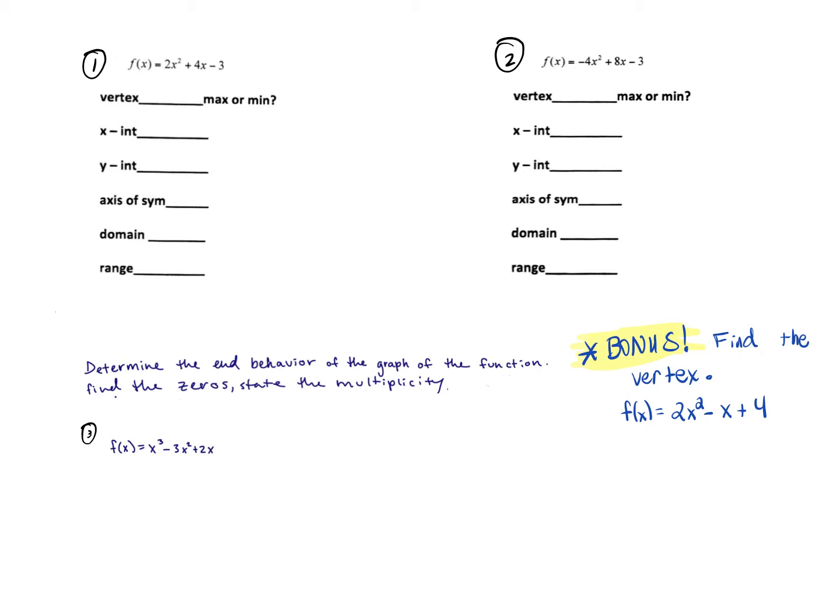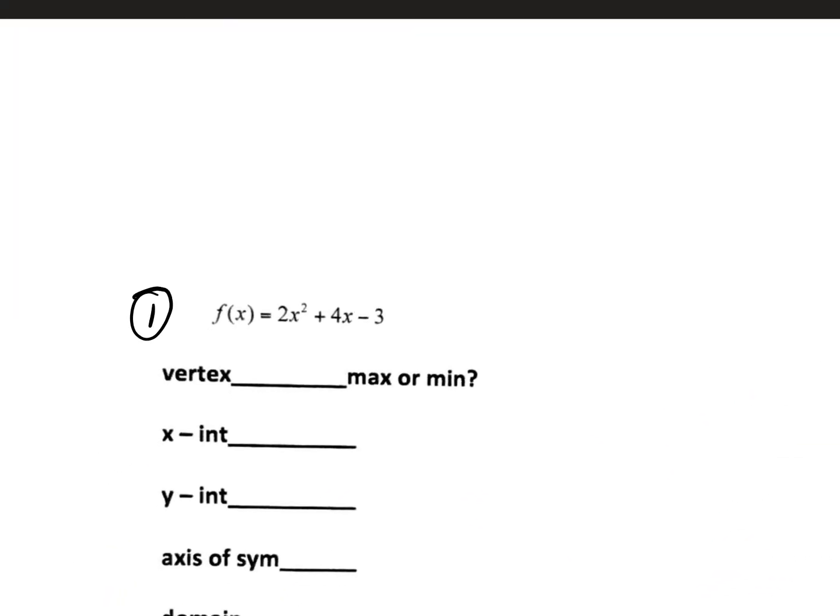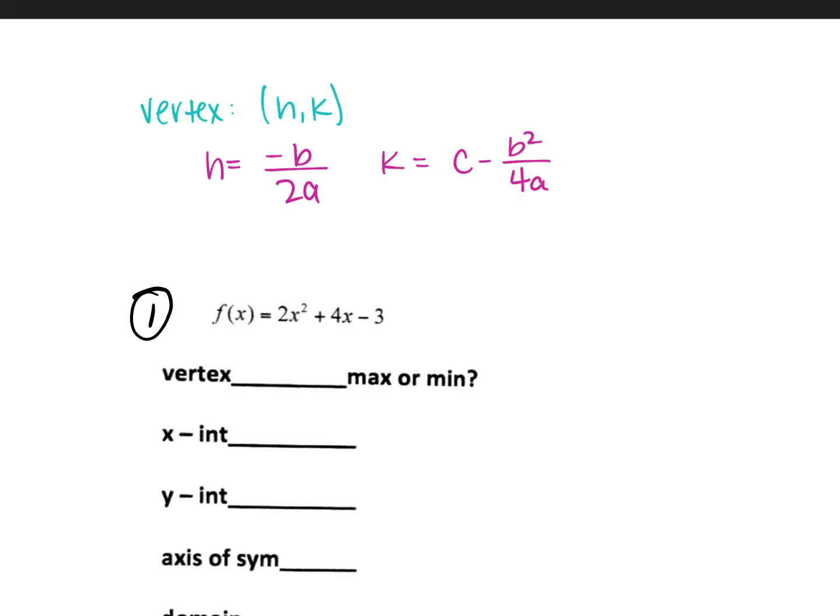Your vertex, remember when it's in standard form like this, you can use what to find your h and your k. Your h is the same thing as x. Your vertex is the ordered pair h comma k. H is found by using negative b over 2 times a. K is found by using c minus b squared over 4 times a. Do we remember this? Kind of, no, not really.